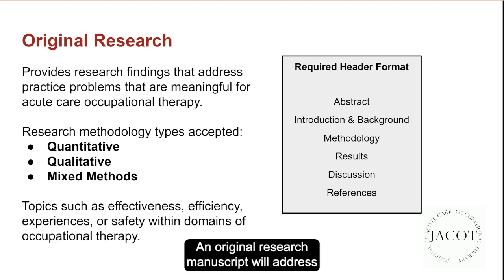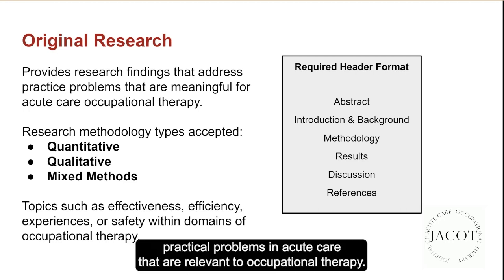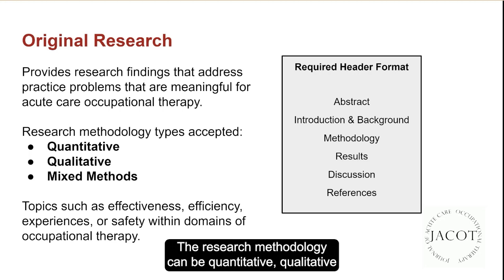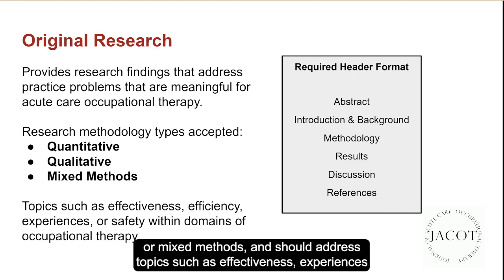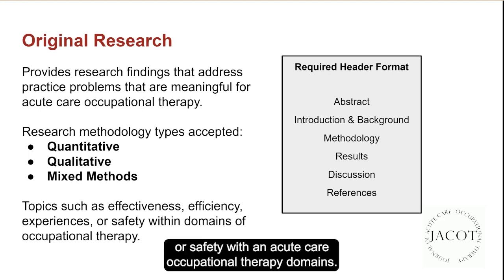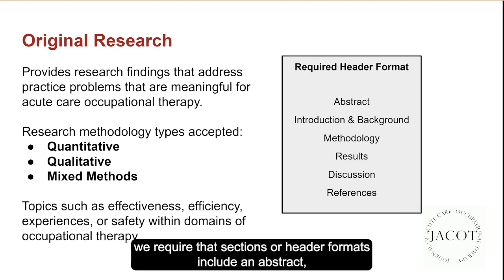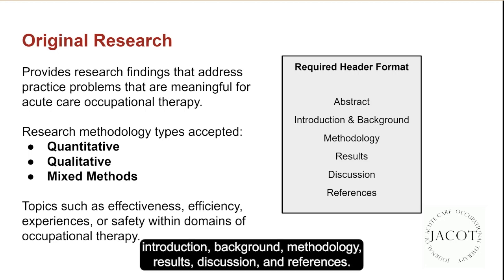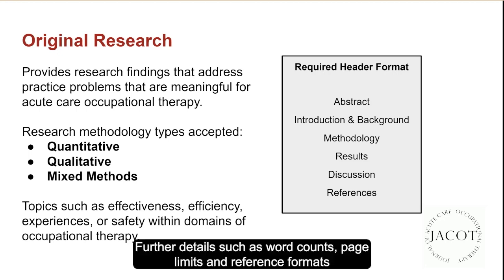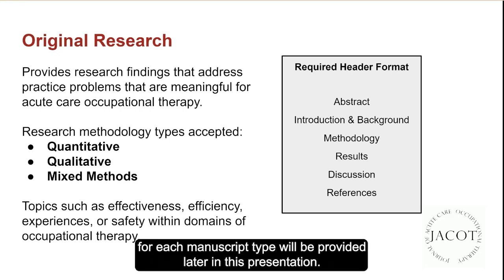An original research manuscript will address practical problems in acute care that are relevant to occupational therapy. The research methodology can be quantitative, qualitative, or mixed methods and should address topics such as effectiveness, experiences, or safety within acute care occupational therapy domains. For submissions that involve original research, we require that sections or header formats include an abstract, introduction and background, methodology, results, discussion, and references. Further details such as word counts, page limits, and reference formats for each manuscript type will be provided later in this presentation.